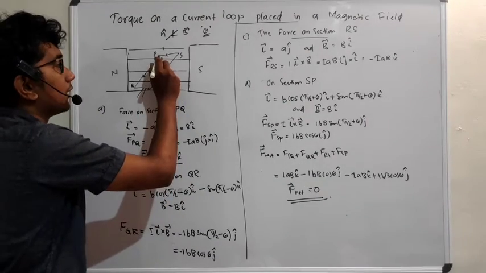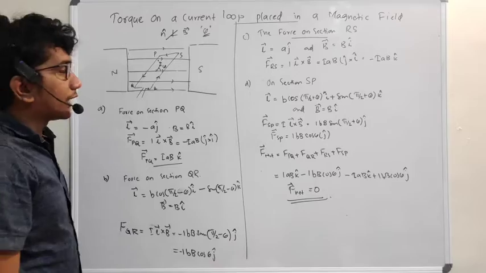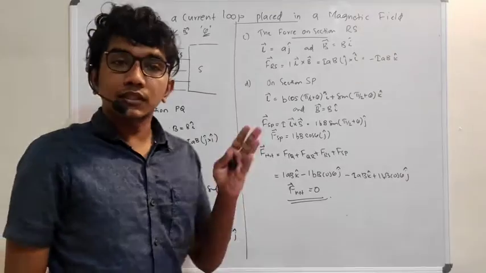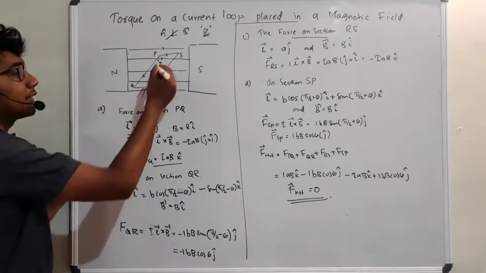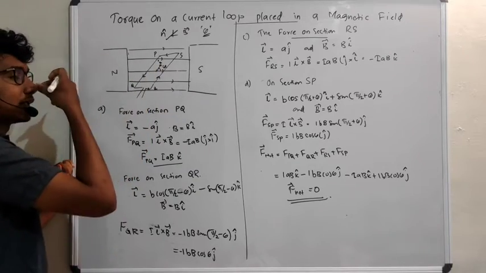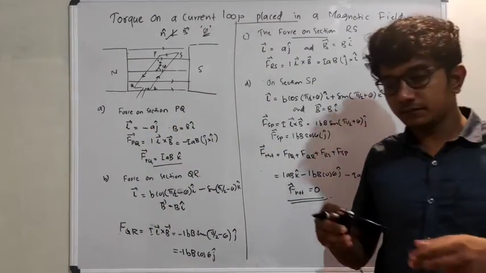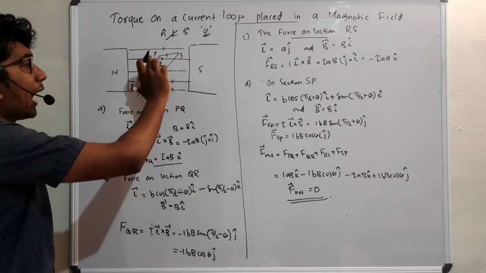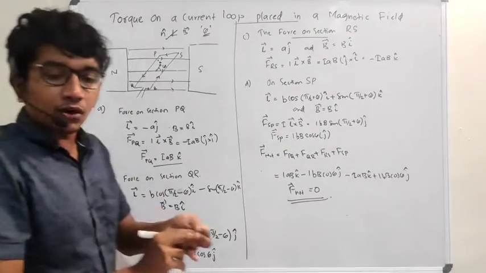That is, look at this: PQ, QR, RS, SP. All the sections we will consider. In each section we will consider it as a single current carrying conductor placed in the magnetic field. One thing you have to note, all of you listen: the PQ and RS sections are still perpendicular to the field. I think you have got that particular thing.